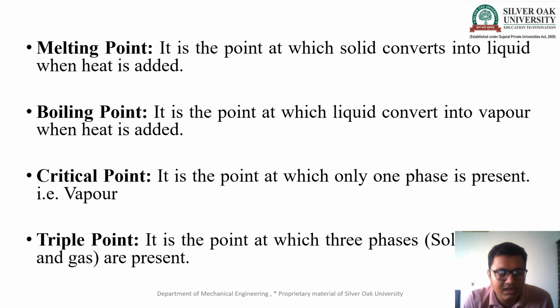These are the certain definitions: melting point, boiling point, critical point, and triple point. So what is the difference between these 4 points? Melting means converting the solid into the liquid form. So it is the point at which the solid gets converted into the liquid when heat is added. That is called the melting point.